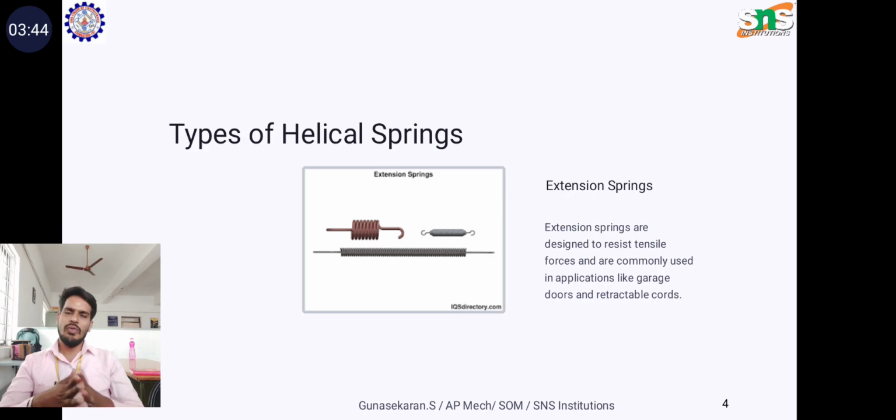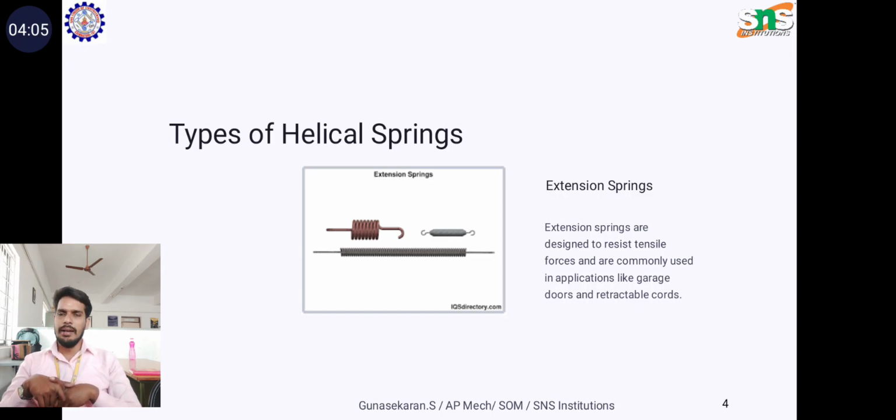Here, applications for extension springs are garage doors and tools and equipment. Okay, garage doors means providing a counterbalancing force. Tools and equipment means tensioning mechanisms and retractable cords.